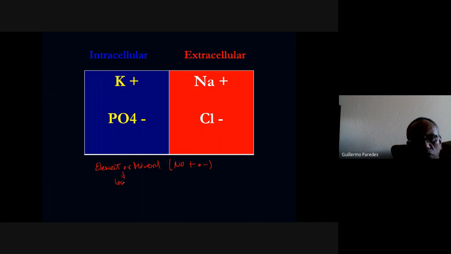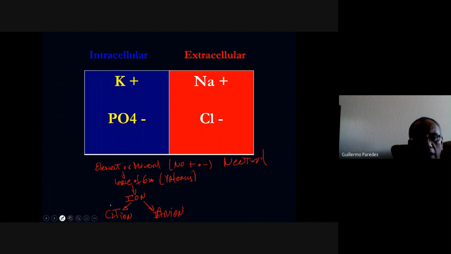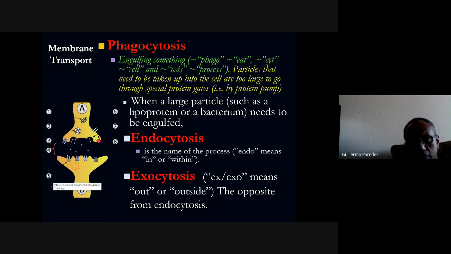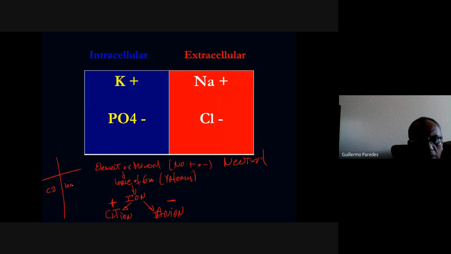Then when they lose or gain electrons, it's called valency, and they become ions. Ions go from neutral to carrying a charge, positive or negative. One type of ion we call a cation, and the other an anion. A cation, we remember, is positive, and an anion is negative. Cation is written with a big T, meaning positive.